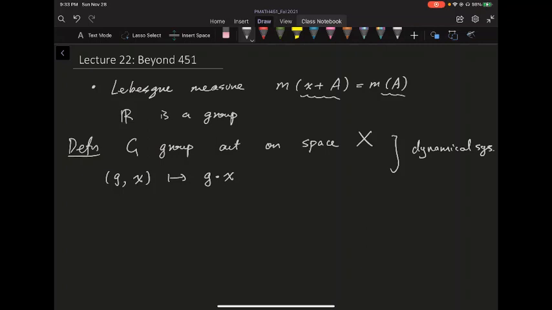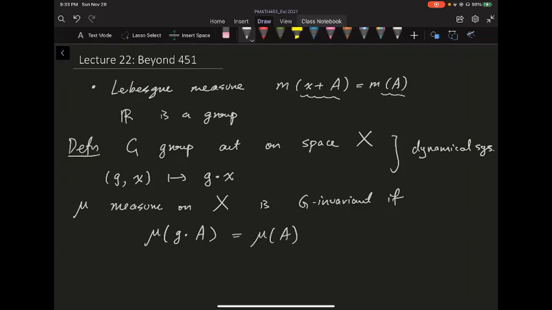In a dynamical system, you have a group acting on some space, and suppose you have a measure mu on X, let's forget about the sigma algebra here. Let's just say mu is a measure on X for some sigma algebra. This is called G-invariant if it satisfies the following condition: if you want to measure the g-translate of some set A, then you get mu of A. It's basically the same thing as when R translates the real line itself; the Lebesgue measure is essentially just R-invariant. It's invariant under this translation.